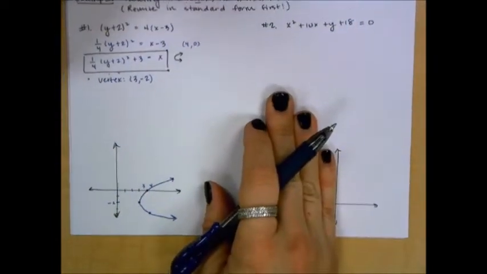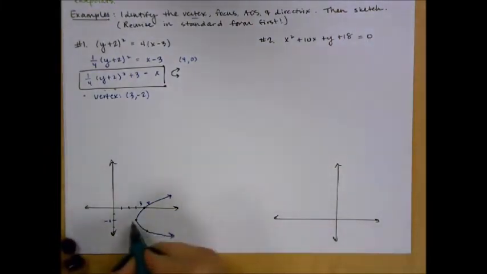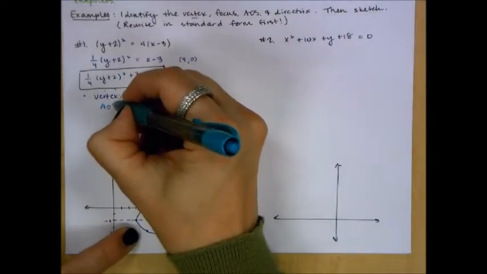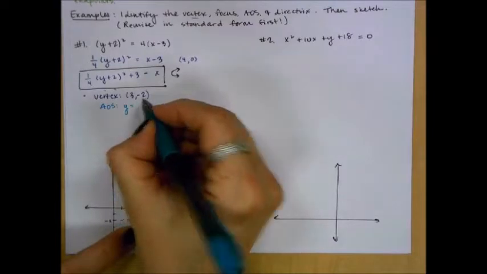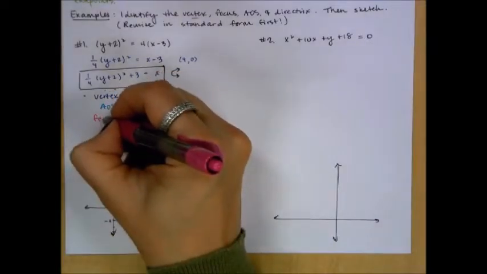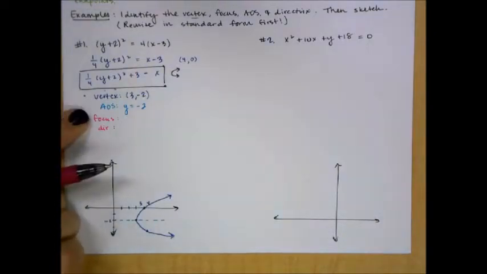So besides the vertex, the axis of symmetry might be the next easiest thing to identify. So it's running horizontally through our parabola and has a value of y equals. Since it passes through the vertex, it takes on the y value of the vertex, y equals -2. To find the focus and the directrix, the focus, remember, is a coordinate pair. The directrix is the equation of a line.